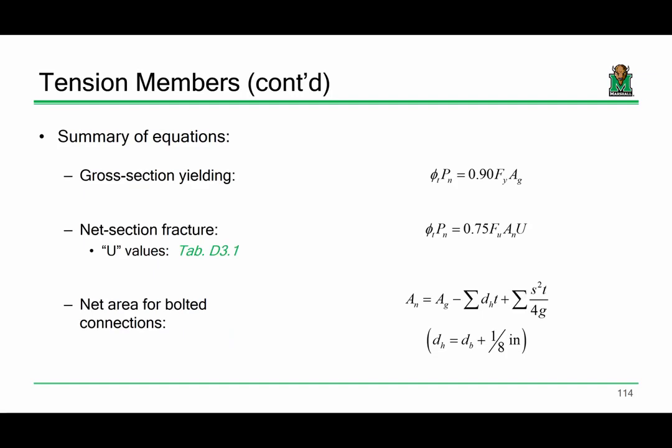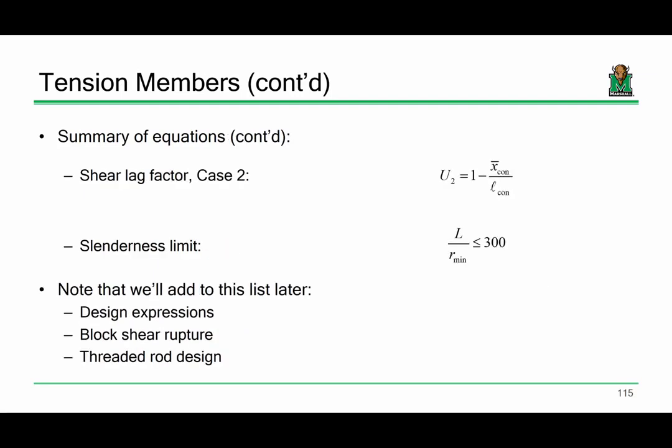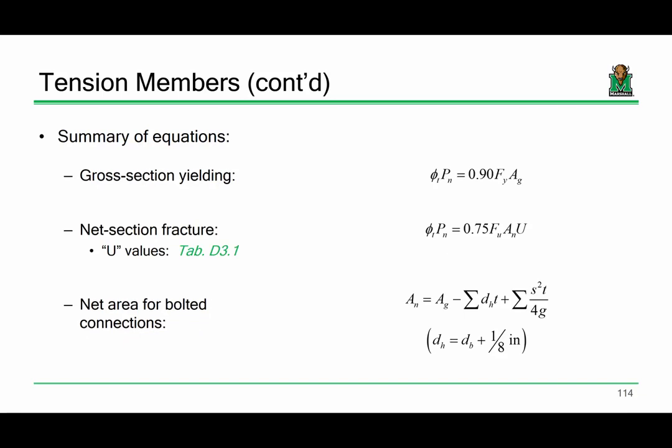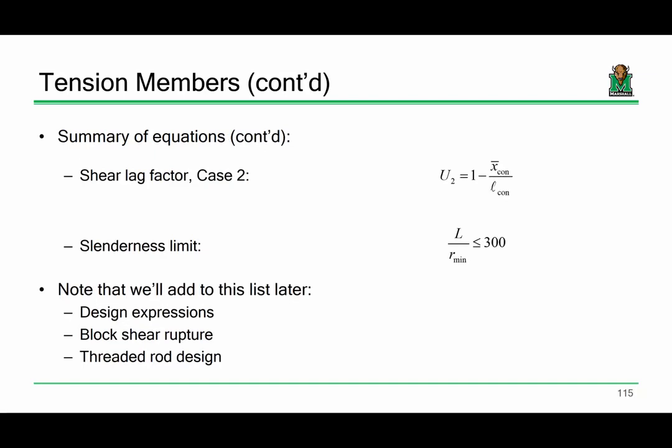What I have here, starting at slide 114 to 115, is a nice little summary for you. These are the summary equations for gross section yielding and net section fracture. For gross section yielding, we have 0.9 Fy times the gross area. For net section fracture, we have 0.75 times Fu times the net area times U. To compute the net area, the diameter of the hole is the diameter of the bolt plus 1/8 of an inch. Here's your formula for net area, here's your shear lag factor for case 2, and there's your slenderness limit.